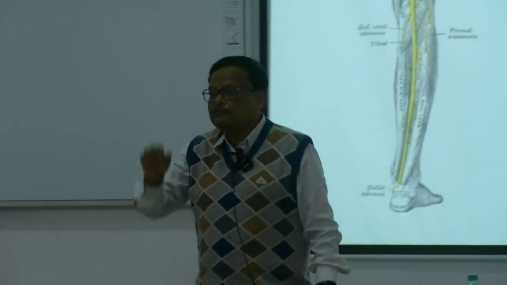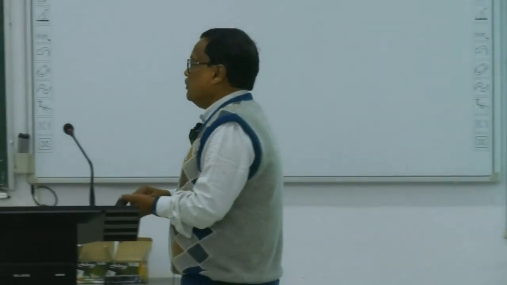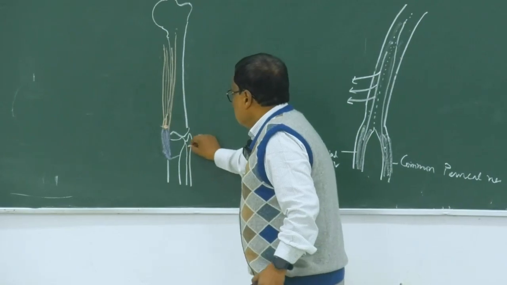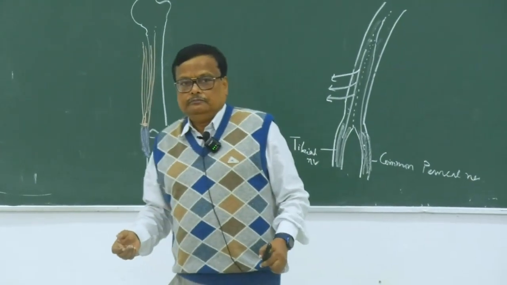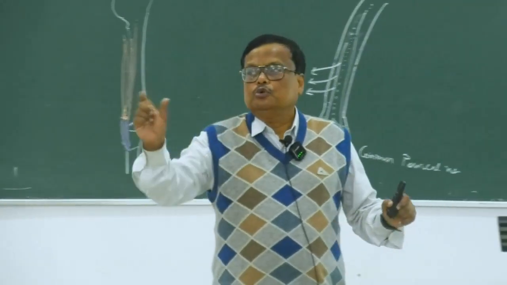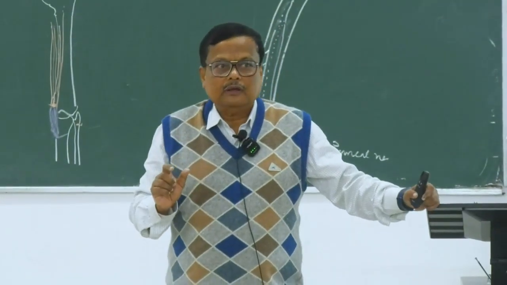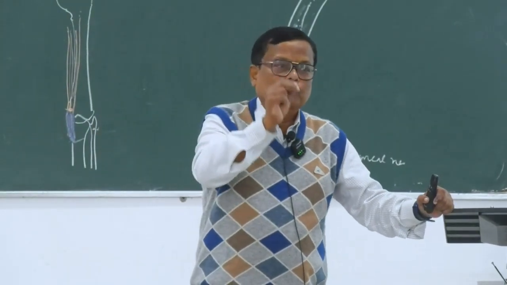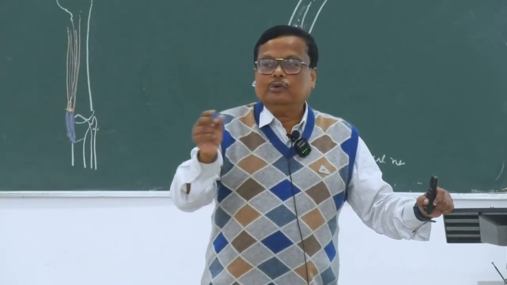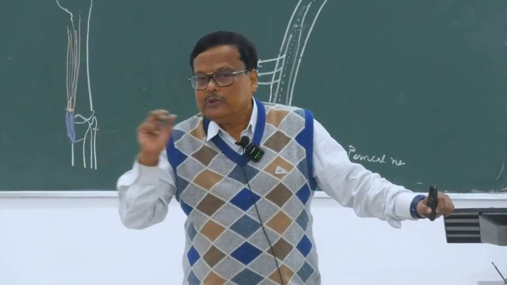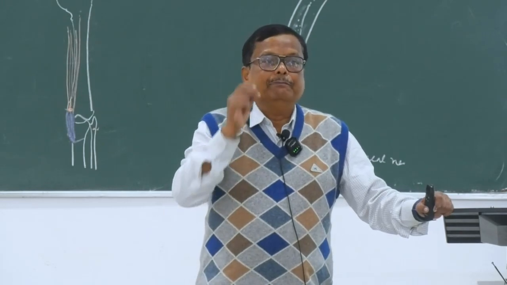Just below the head of the fibula, there is the neck of the fibula. This is the neck of the fibula. At the neck of the fibula, common peroneal nerve divides into two branches. ভালো করে শোনো এটা। একটা হচ্ছে superficial peroneal nerve, অনেক পুরনো বইতে আছে ফিবুলার নার্ভ। পেরোনিয়ালের জায়গায় ফিবুলার আছে, আমরা পেরোনিয়াল বলি। Superficial peroneal nerve and a deep peroneal nerve.